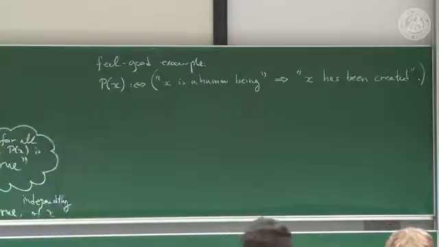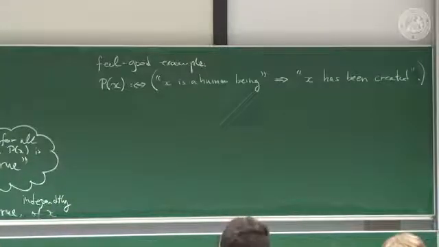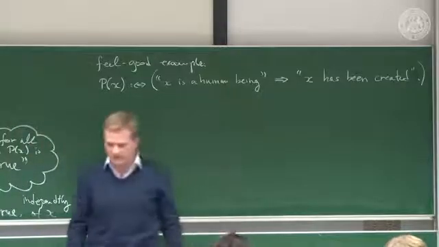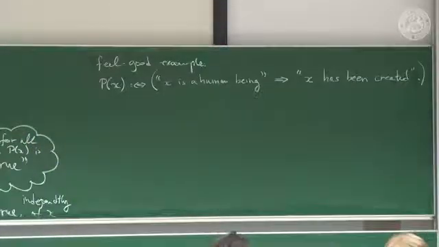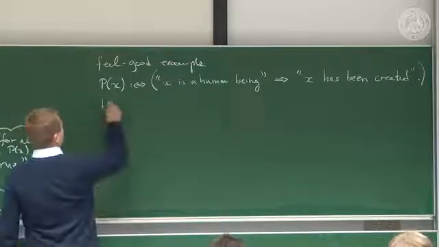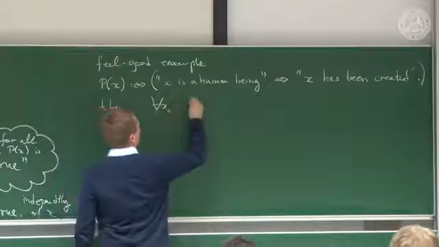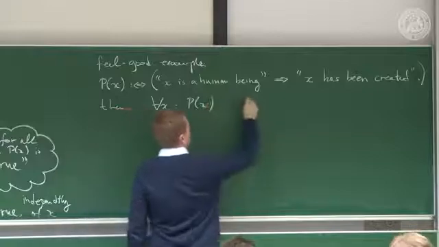Now, I said we don't want to say where the x's come from. Well, I just hide this in here. X is a human being means x has been created in the mother's womb or wherever. Well, this is certainly always true. Then for all x, P of x is true.